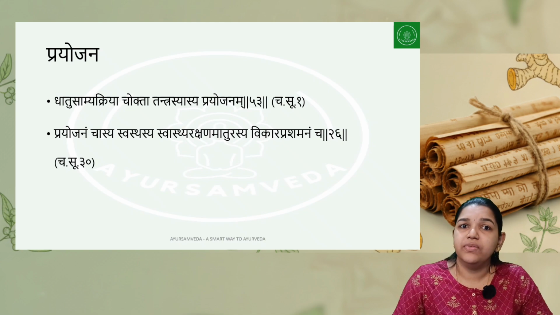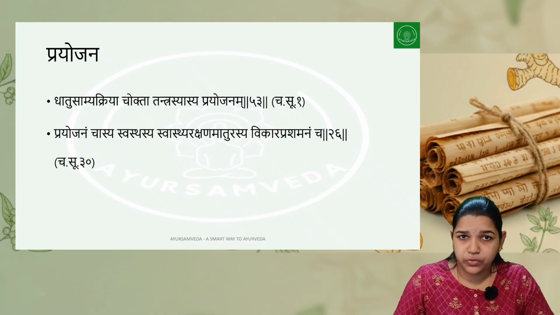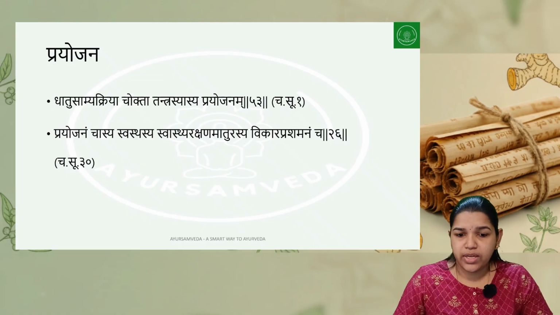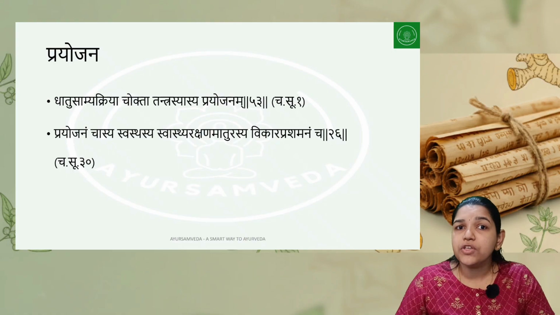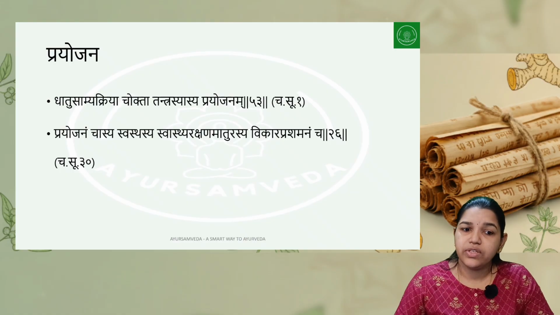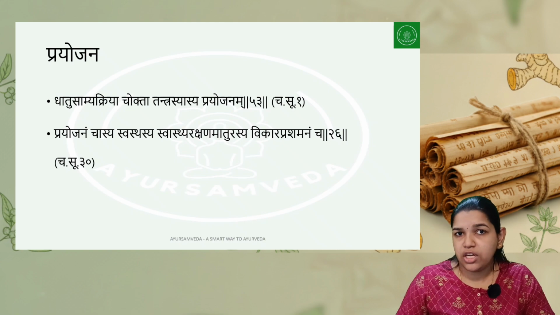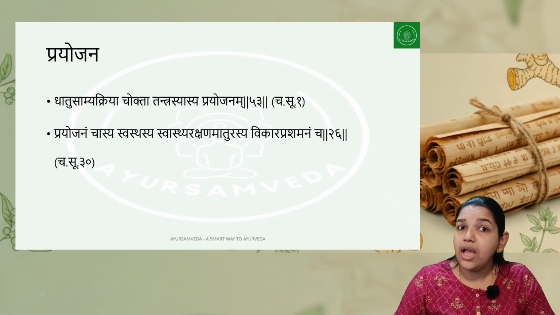And also in Charaka Samhita Sutrasthana 30th chapter, the prayojana of Ayurveda has been explained as prayojanam chasya swasthasya swasthya rakshanam, aturasya vikara prashamanam. So swasthya rakshana of the swastha as well as vikara prashamana of the atura is considered to be the prayojana of Ayurveda. So if we consider this Ayurvedic concept, we can tell that dhatu samya kriyata or swasthya rakshana of the swastha as well as the vikara prashamana of atura is considered to be the prayojana.